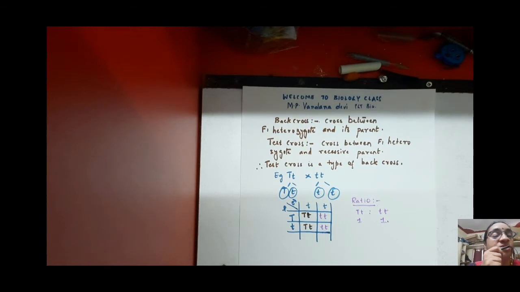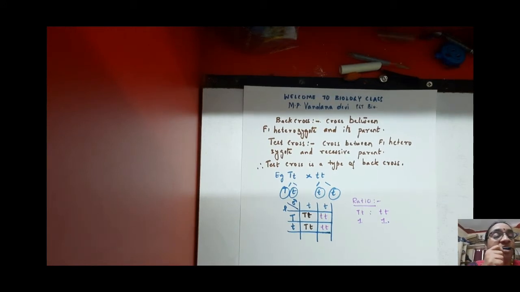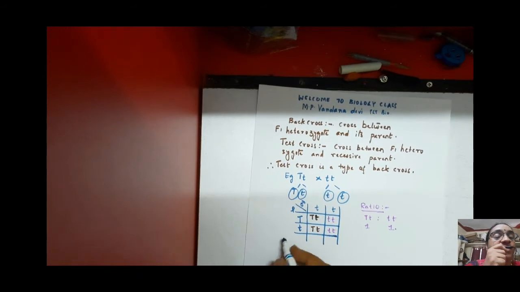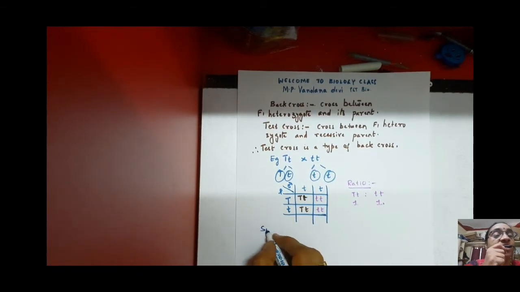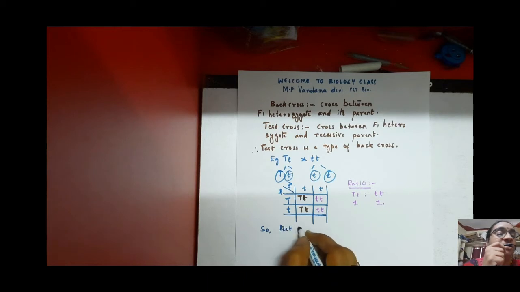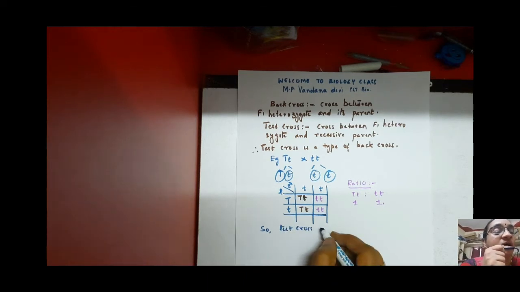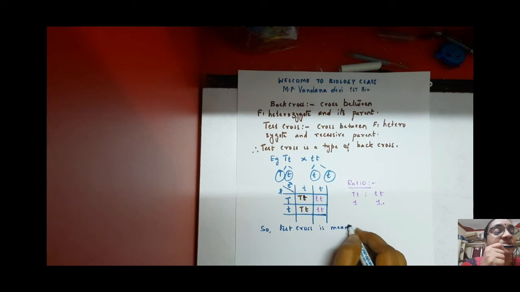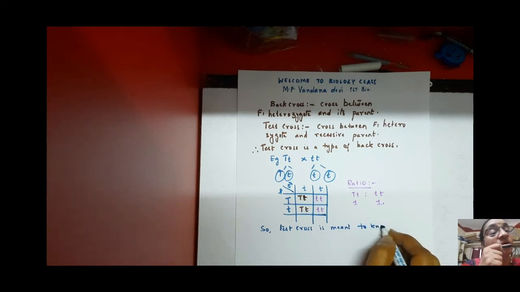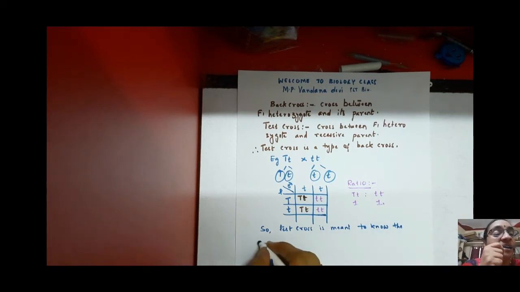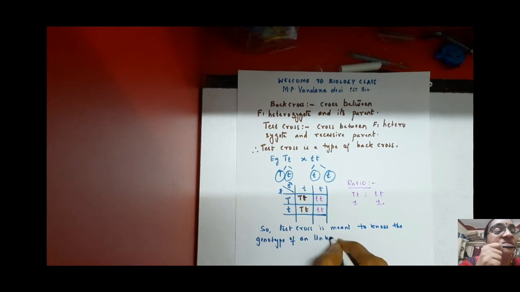And now the question is, why is a test cross called a test cross? See, if there is an individual with an unknown genotype, you do not know whether it is a pure tall or heterozygous tall, or any phenotype which is dominant, and you do not know the genotype of it, then what can be done? You can attempt a cross with its recessive parent, or at least an organism that is pure for the recessive trait.